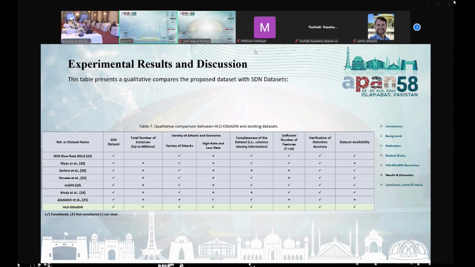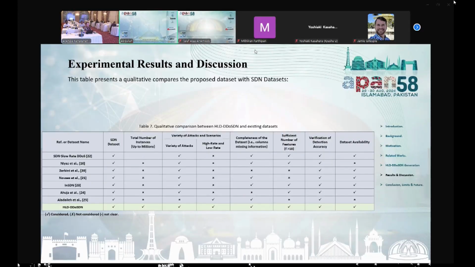The only exception dataset is this one. However, this dataset is limited only to UDP DDoS attacks and does not consider a variety of attacks. Some of the existing datasets are incomplete, having some columns missing. Some of the datasets have an insufficient number of features, which are necessary for the researchers to understand more about the attack patterns. Also, all the existing datasets have been verified at least in terms of detection accuracy, and most of them are publicly available.